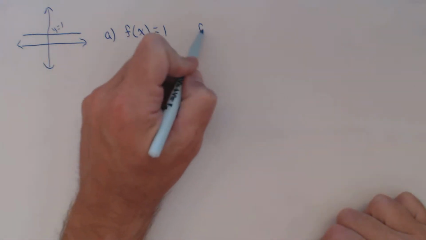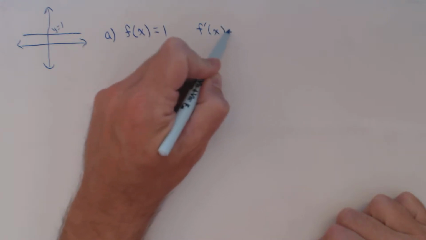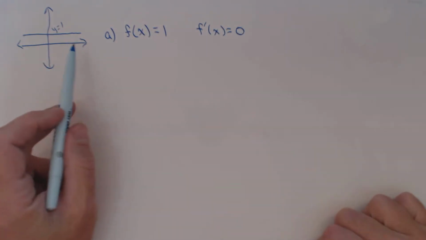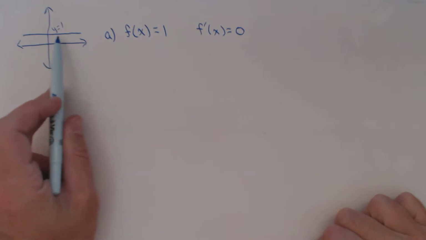So, without even using the limit definition, f prime of x is going to be 0 everywhere, because everywhere it's got a slope of 0.